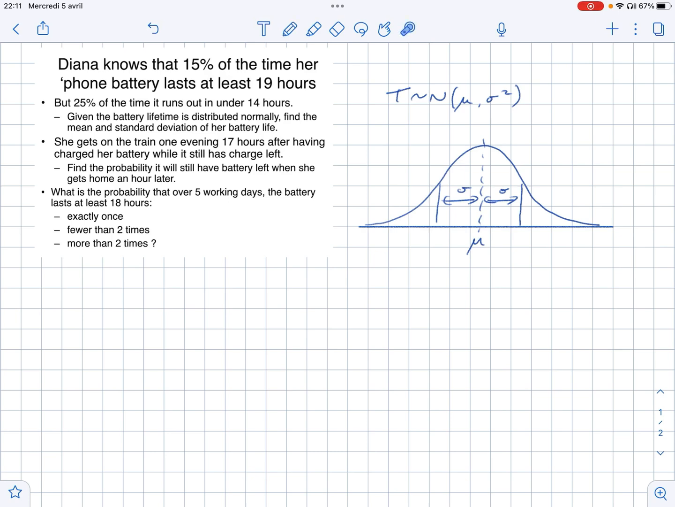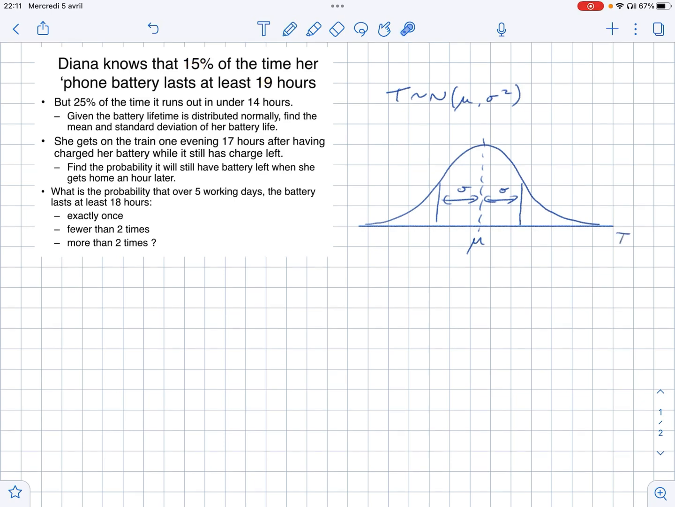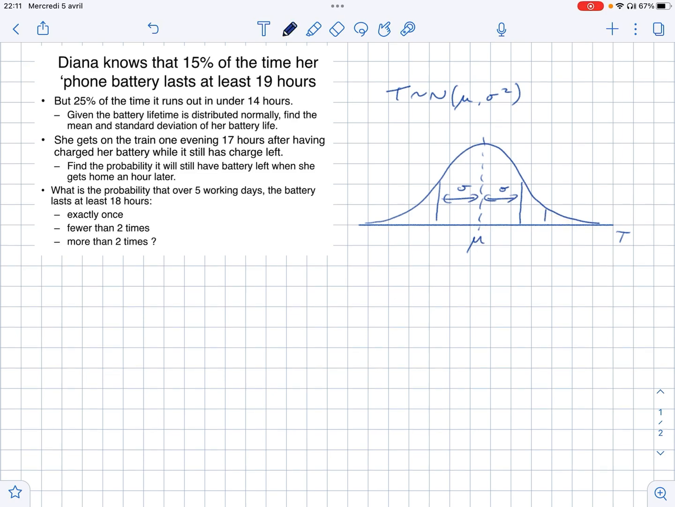But given that 15% of the time a phone battery lasts at least 19 hours, if I put my values of T on here, 15% is going to be over 19. Well, 15% is definitely less than all this, so it's going to be around here somewhere. Let's put a line there and call that 19. And we know that this area here is our 15%, so 0.15.